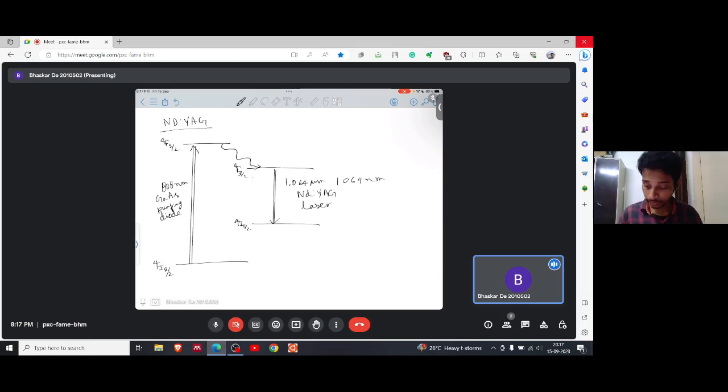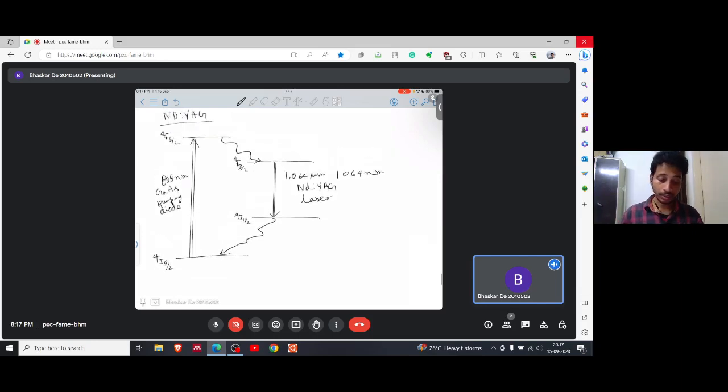Okay, and then from 4, the lasing action occurs between the 4F 3/2 and 4I 11/2 levels, and then from here we have a non-radiative decay from 4I 11/2 to 4I.